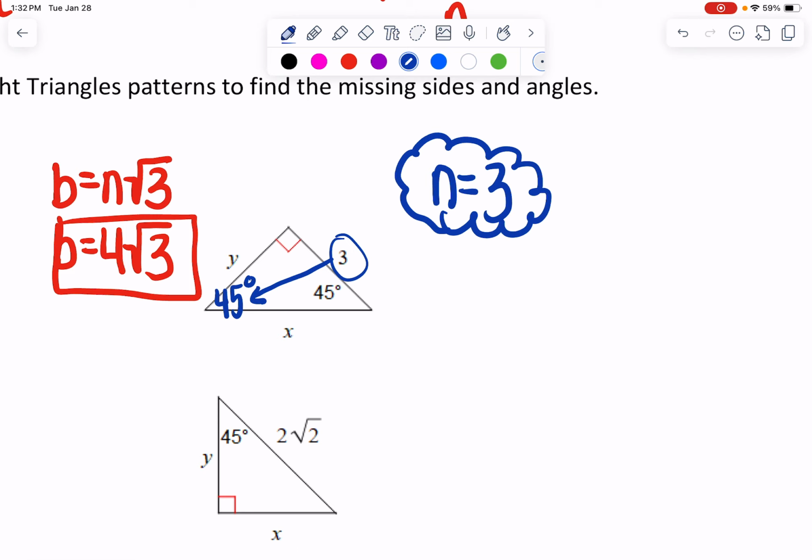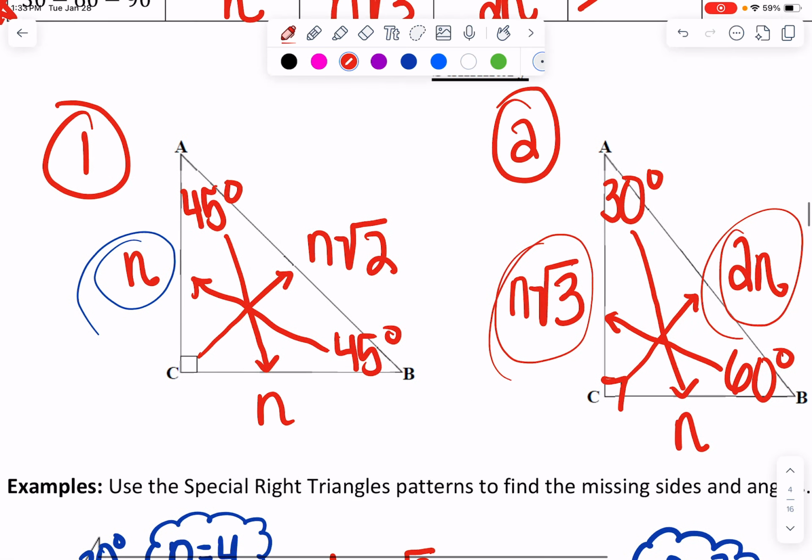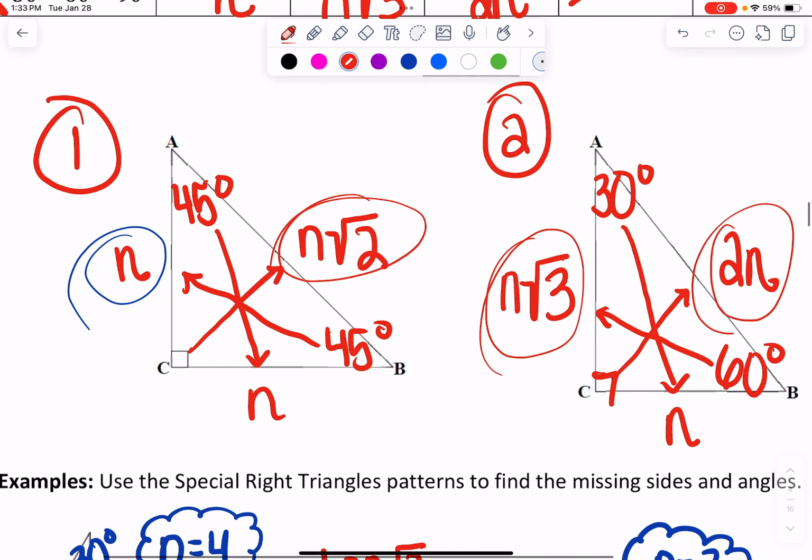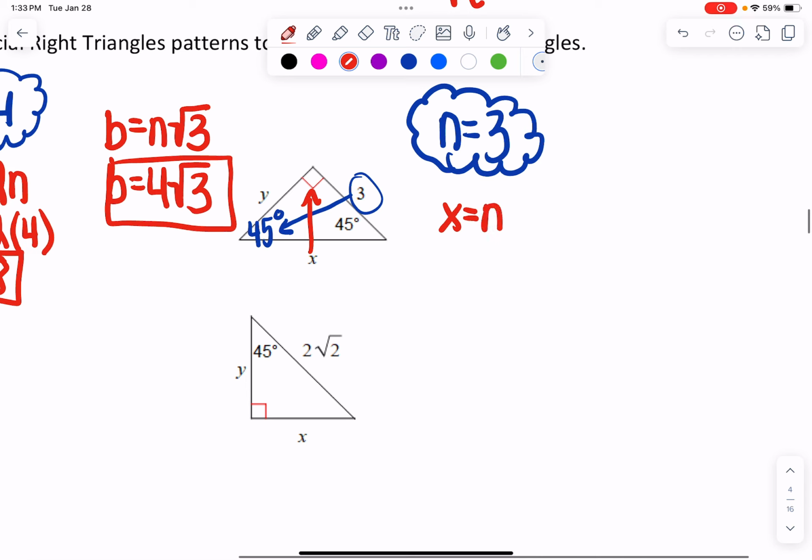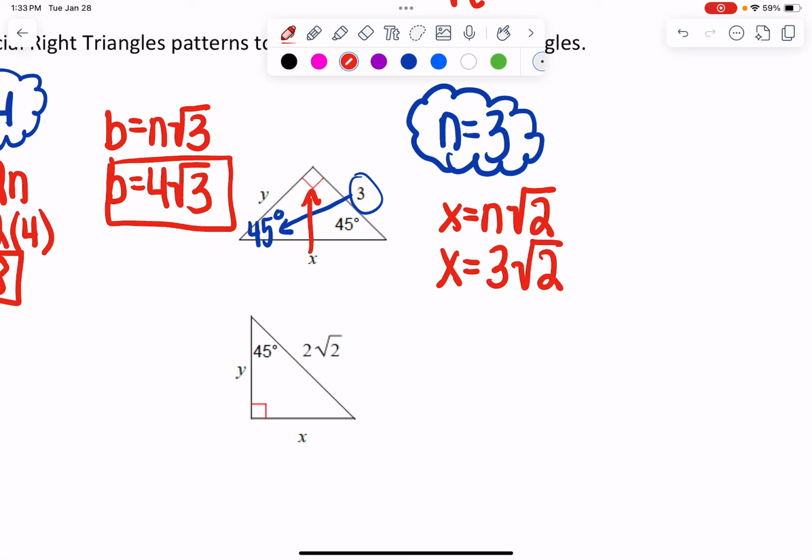So be careful. X is not always across from 45. In this case, x is across from 90. So across from 90 in a 45, 45, 90 degree triangle is that n root 2. So what I'm going to do, n root 2 equals x. I know n is 3, so x is 3 root 2.